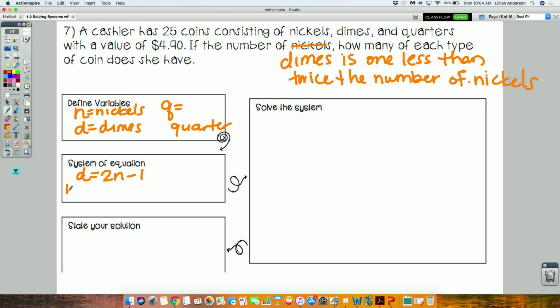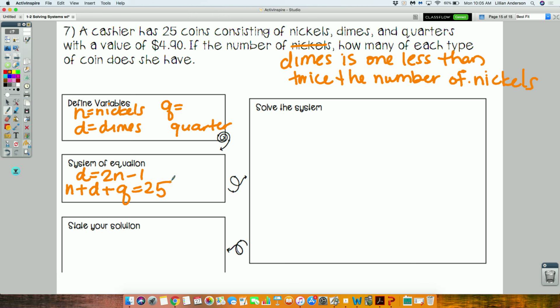Very good. N plus D plus Q equals 25, right? Because we got 25 coins. And we have 3 different types of coins, so we need to figure out how many nickels, how many dimes, how many quarters, but we have a total of 25 coins. And we actually need one more equation here.